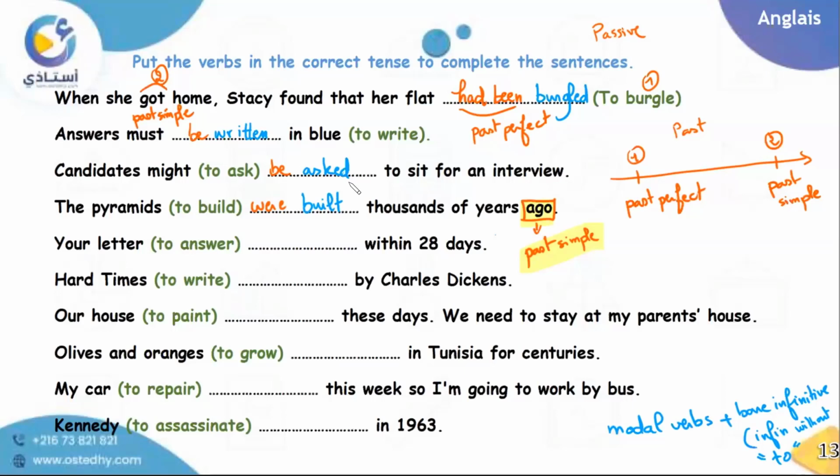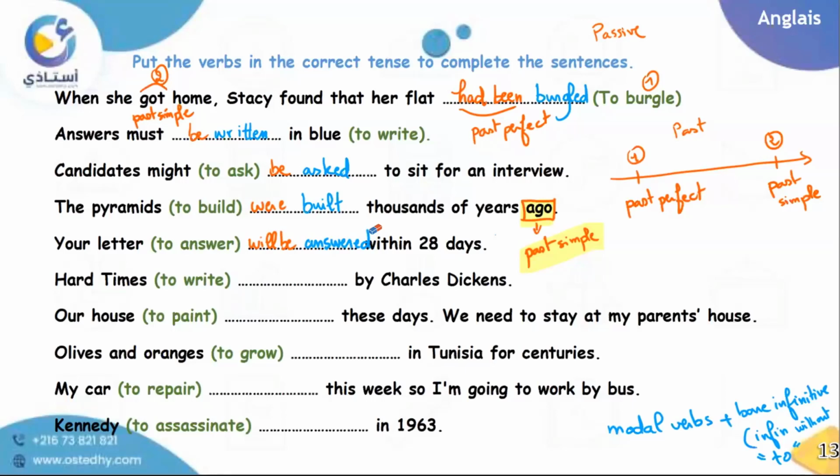Now, your letter within 28 days. Within 28 days, it means that it didn't happen. It will happen in 28 days. So it means that it's in the future simple. Okay? It means that we need to put the verb to be in the future simple, will be, plus the past participle of answer, and it's a regular verb, so it would be answered within 28 days.